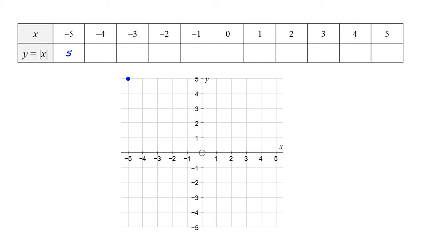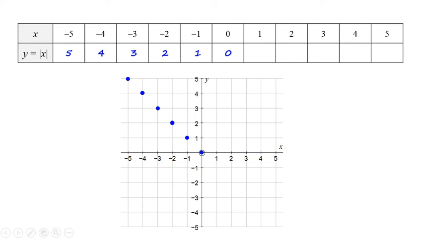Similarly, when x is -4, y is going to be equal to the modulus of -4, which is 4, and we can plot that point, -4, 4. And we can continue: when x is -3, y will be +3, plot the point. When x is -2, y will be +2, and plot that point. When x is -1, y will be +1, and plot that point. When x is 0, y is 0, the modulus of 0 is in fact 0.